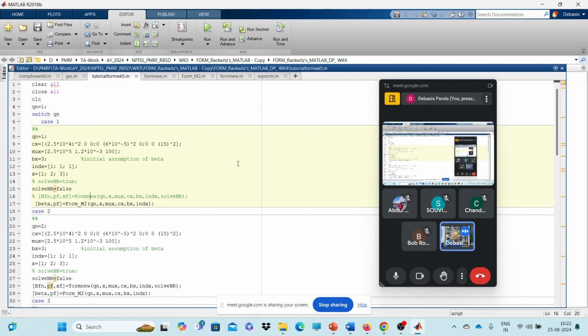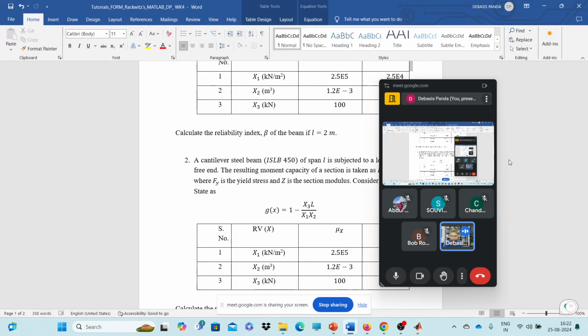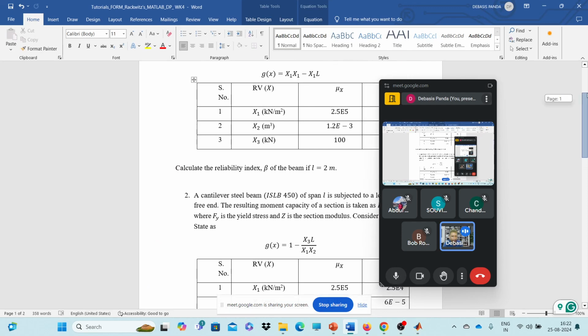Now your task is to solve different kinds of problems. Once we have those two function files, we can solve a lot of problems. You just need to provide the initial values, provide the random variables, write the limit state function properly, and you are set to go. Right, we can solve different kinds of problems. Here I have added 8 problems, you can solve them.